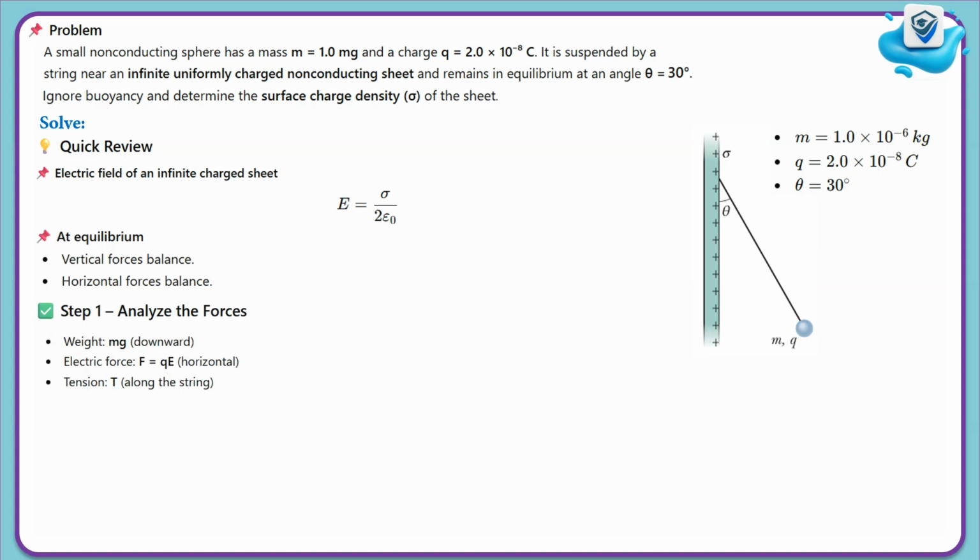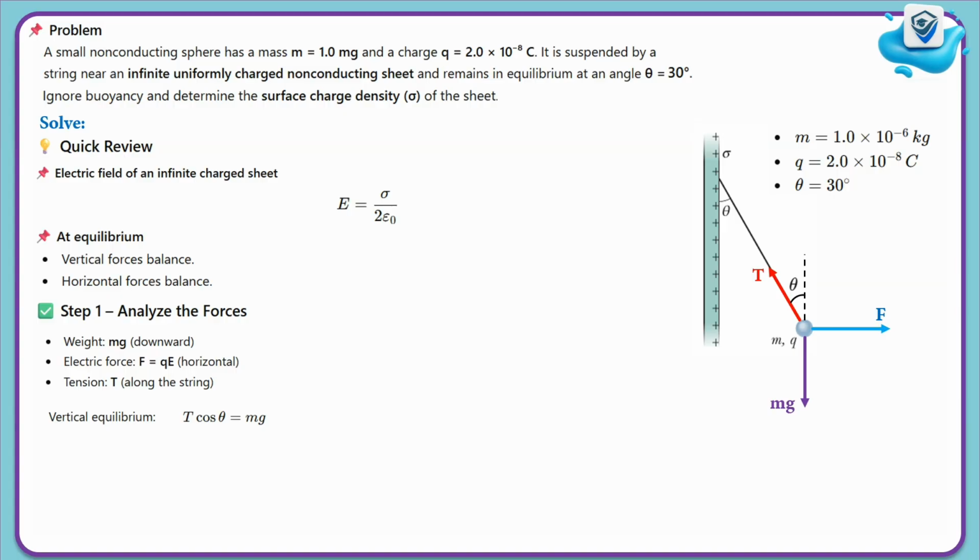Step 1. Analyze the forces acting on the sphere. There are 3 forces acting on the sphere. The weight, mg, acts downward. The electric force, QE, acts horizontally to the right. The reason is that the sheet is positively charged, and the sphere also has a positive charge, so they repel each other. Therefore, the electric force points away from the sheet, which is to the right. The third force is the tension acting along the string.